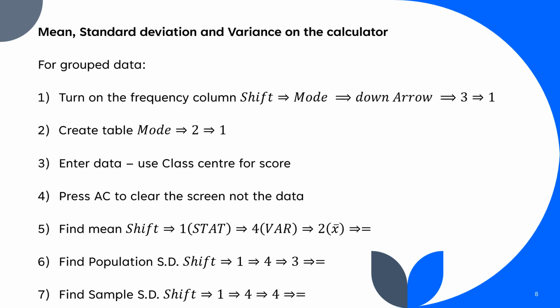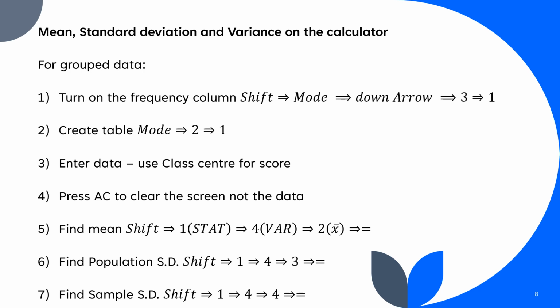It does clear the screen, but it doesn't clear the data. And then to find your mean, you press shift and then 1 for stat, 4 for VAR, and then 2 for the mean. That's the x with the bar, which stands for mean, and then you press your equals sign to say, yes, that's what I'm doing. And that should give you your mean.